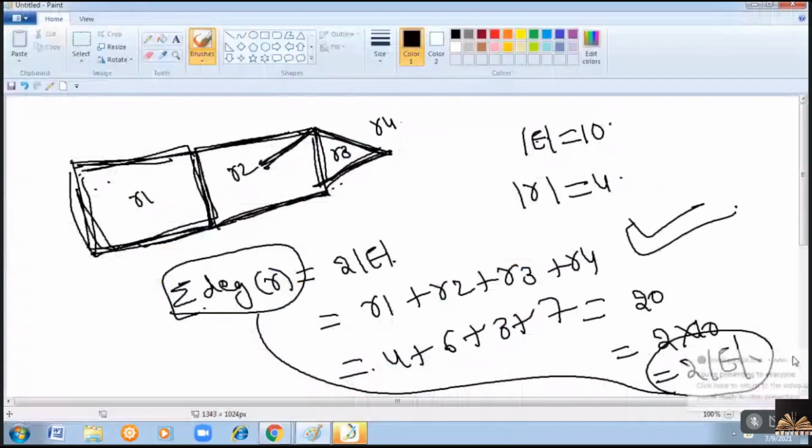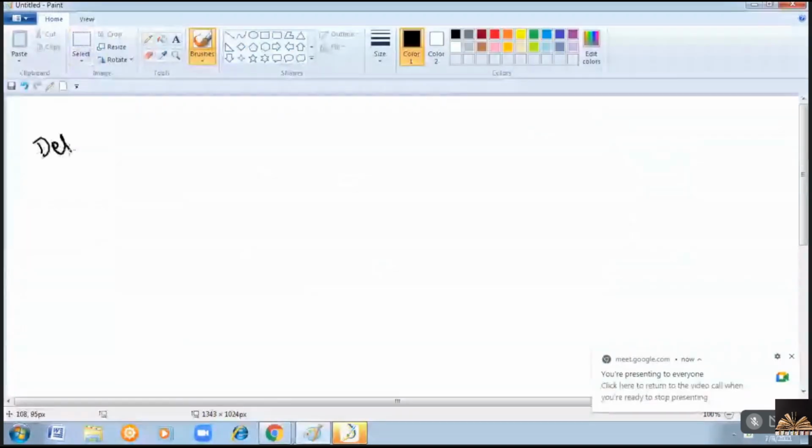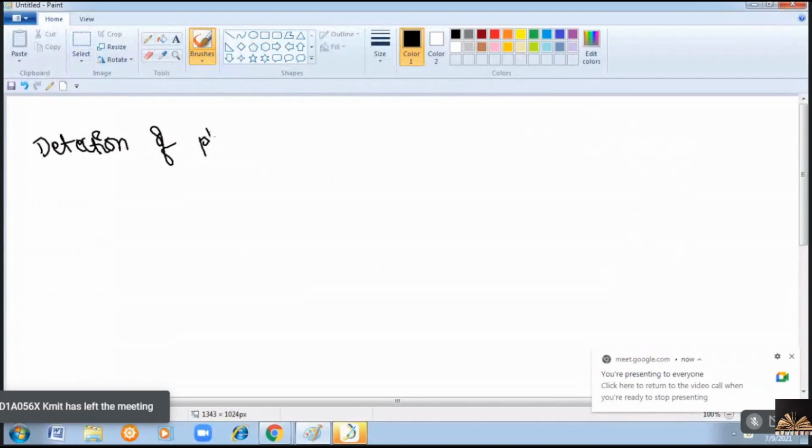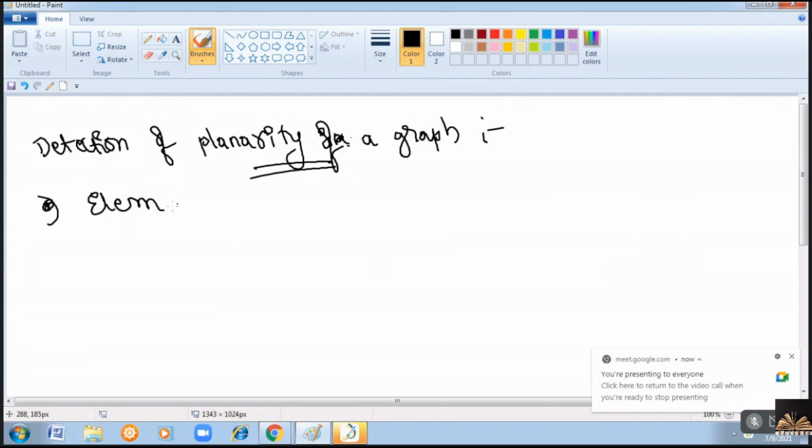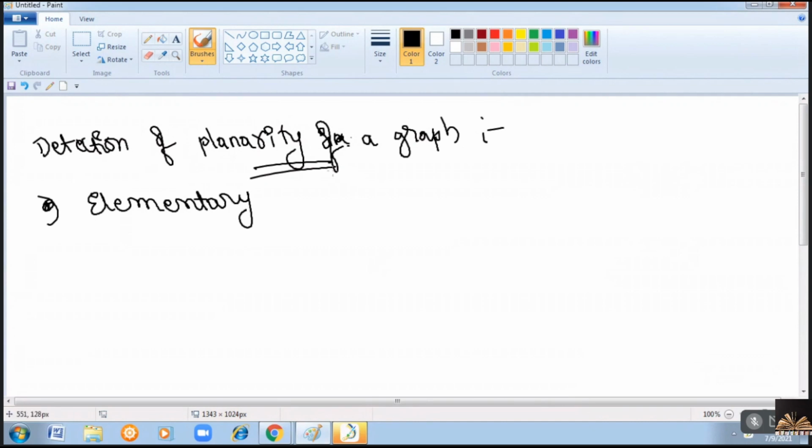Next concept is detection of planarity of a graph, not in a graph. Planarity of a graph, whether the graph is plane or not. And the algorithm used is the elementary reduction algorithm.